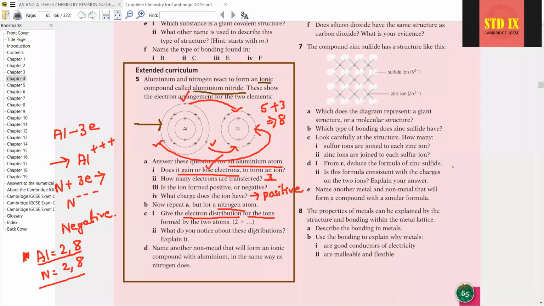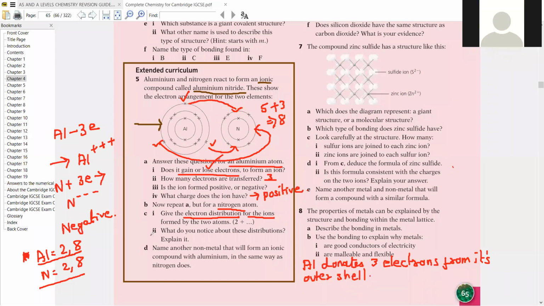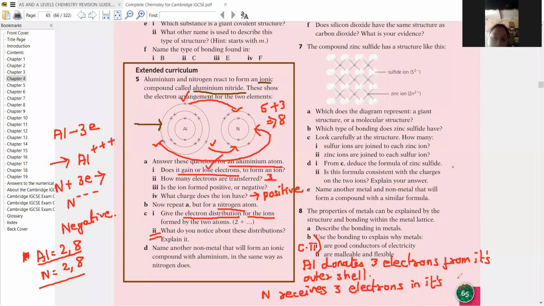Now, what do you notice about the distributions? Basically, what we notice is aluminium donates 3 electrons from its outer shell, and nitrogen receives 3 electrons in its outer shell. Very good. This is the answer to part C.